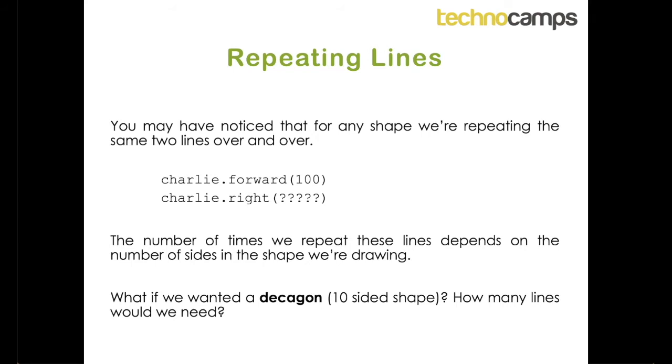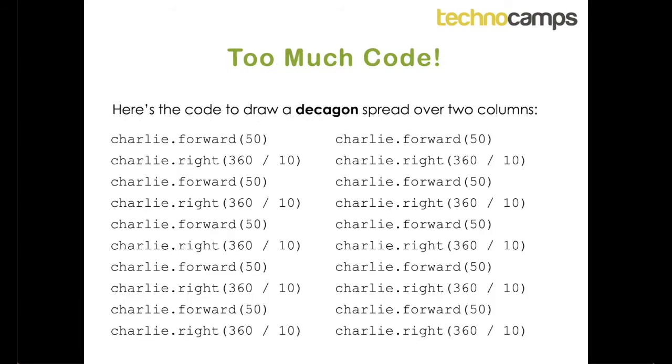If we wanted to do a more complex shape, like a decagon, a 10-sided shape, how many lines do you think we need in total? So how many forwards would we need? How many dot rights would we need? And how much would that be altogether? Well, it would be something like this. So we've got 1, 2, 3, 4, 5, 6, 7, 8, 9, 10 dot forwards, 10 dot rights. That's 20 lines of code altogether. That's a pain. That's pretty awful.